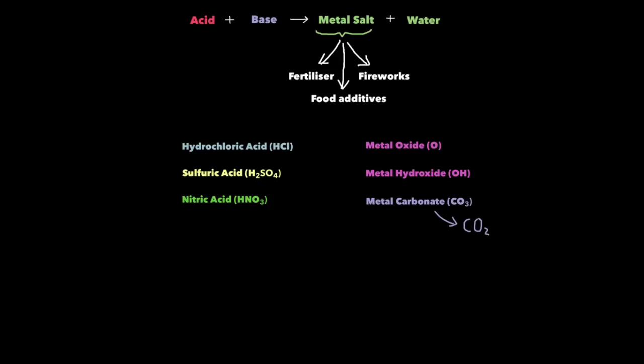Now you'll notice here that I've shaded metal carbonates in a slightly different colour. That's because as well as producing metal salts and water, carbonates will also produce carbon dioxide. Hydroxides and oxides will only produce metal salts and water, so please remember that because they will test you on that. So know that metal carbonates will always also give you carbon dioxide.